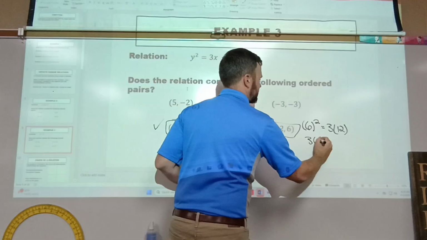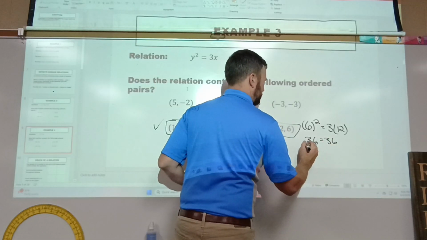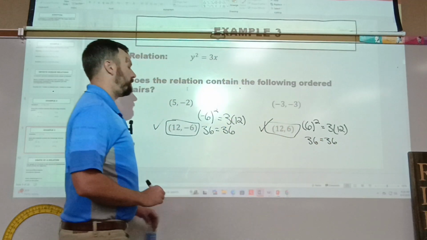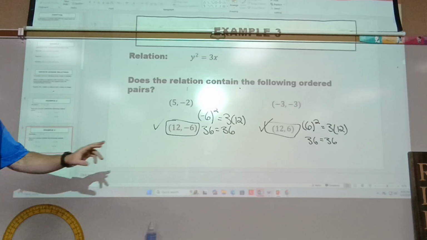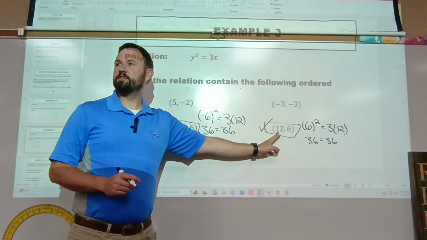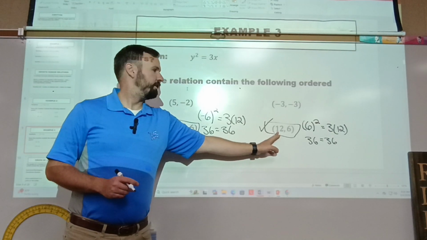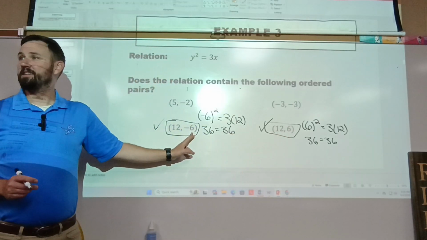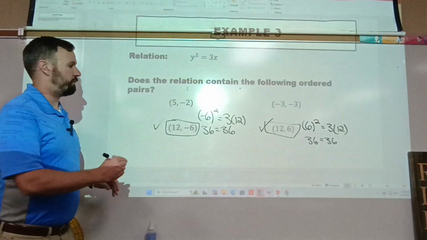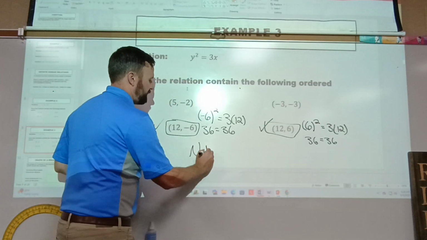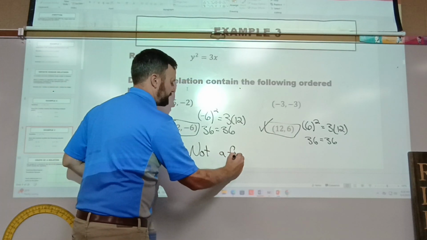So 36 equals 36. This is on it as well. Now, that's intriguing. What's true about these two x values? They're the same. Do they go to different y's? So is this going to be a function? No. So keep this in the back of your mind. This is not a function.